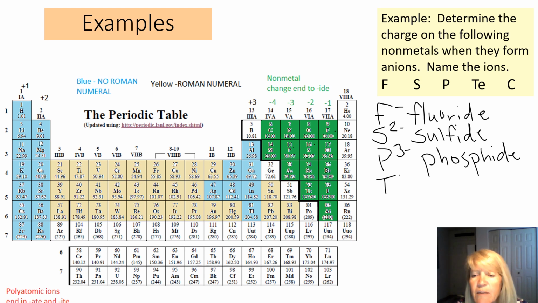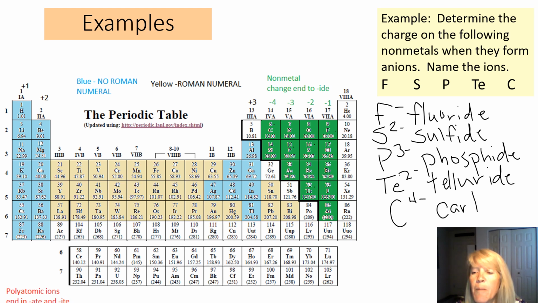Okay, Te, you may not know the name of this one. Te is here, so you can see it's going to be -2. That's tellurium, so it's going to become telluride. I hope I spelled that right. And then the last one, C, that's carbon. It's in this column. So it's going to be -4, and that's going to be carbide. So change the ending to IDE.